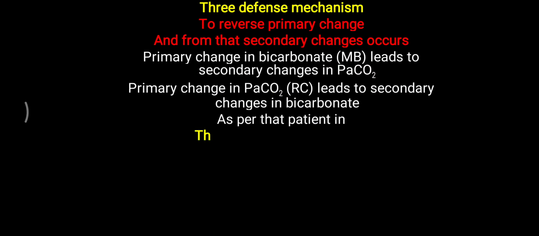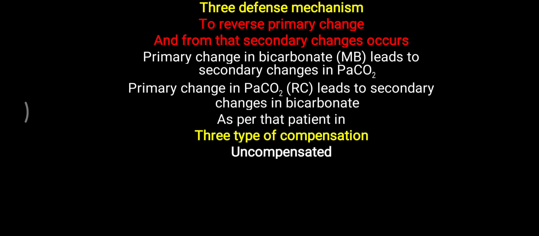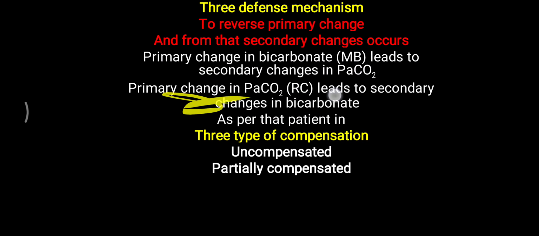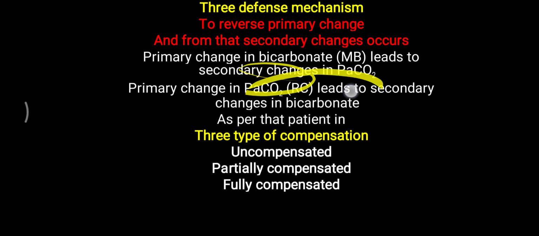So as per that, three types of compensation can be seen. In the initial condition of metabolic or respiratory disorder, there is no change in partial pressure of carbon dioxide or bicarbonate, so it is uncompensated. But later on, according to the primary changes, secondary changes will occur, and that is called partially compensated. And lastly, in full compensation, bicarbonate and PaCO2 levels remain affected, but the pH comes into the normal range, and that is called fully compensated condition. Now, which type of changes is seen in each disorder, that we will also look at.